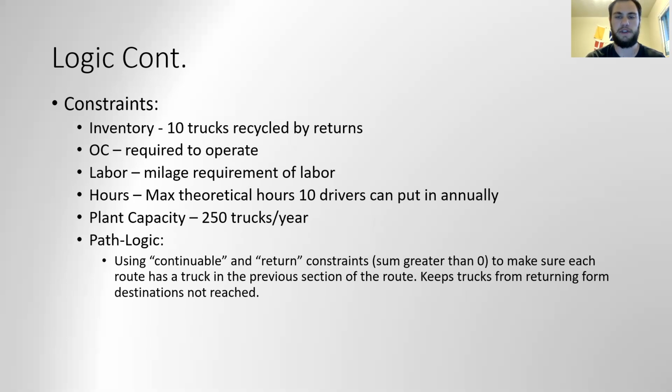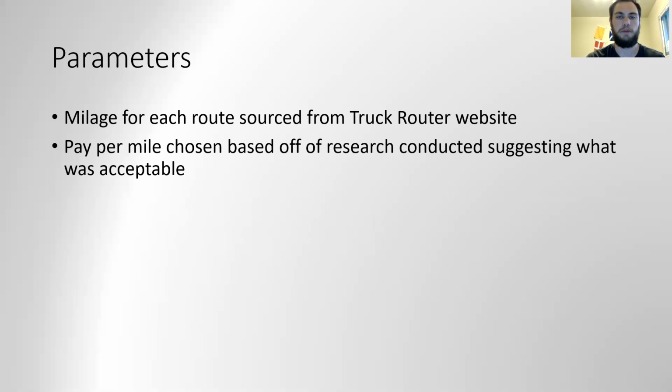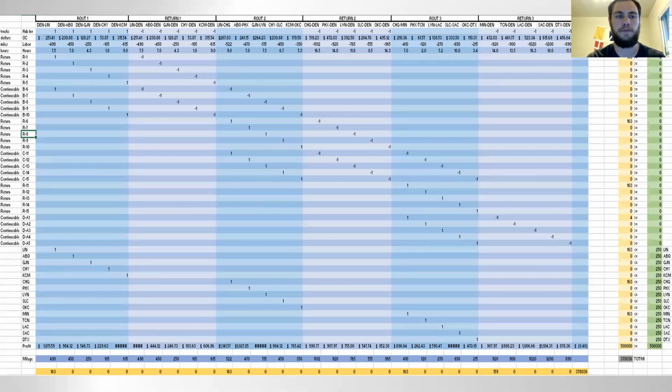The parameter values: mileage for each route was sourced from Truck Router. It's a website I found. You can plug in your route and it gives you a breakdown of the trip length per destination, so it's pretty handy. Pay per mile was chosen based off of research I conducted, suggesting what was acceptable in the industry. It varies quite a lot, so I just picked within those parameters.